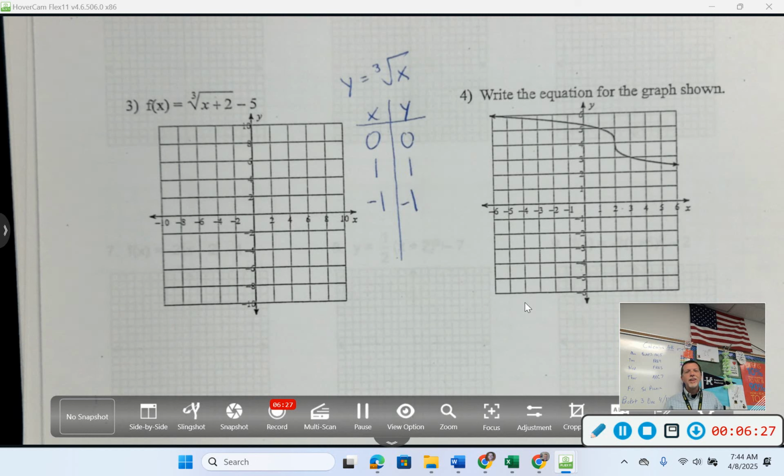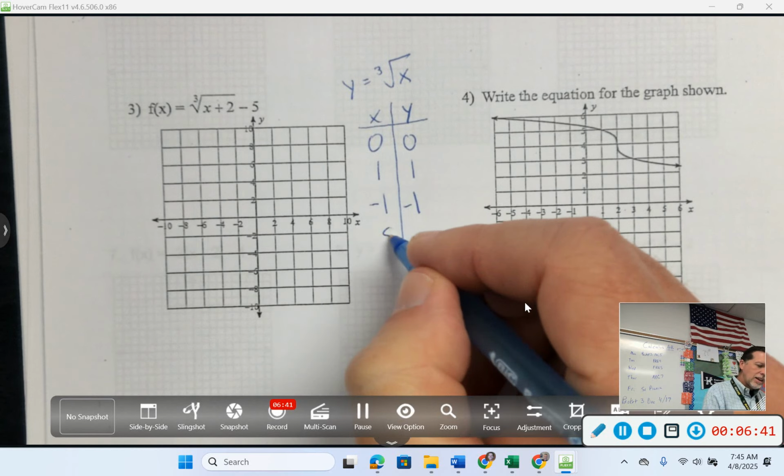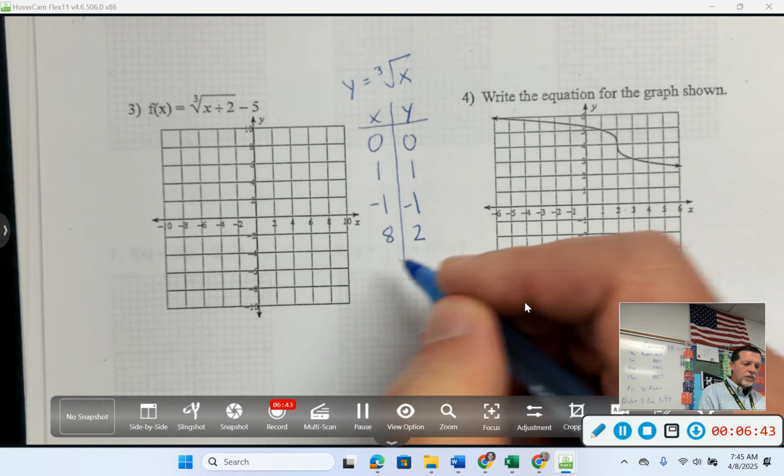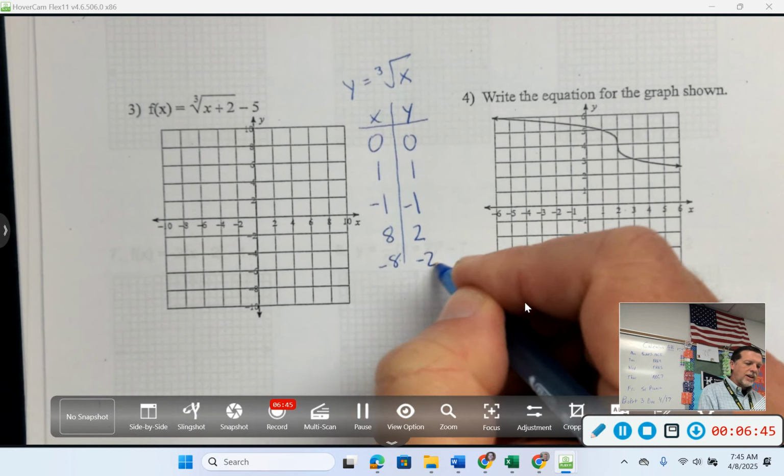Well, can I plug in 2? You could. It would be a weird number. It would be a terrible answer. So what's the next number that I could plug in that would give me a nice answer? 8. So let's plug in 8, because the cube root of 8 is 2. And -8 is -2.